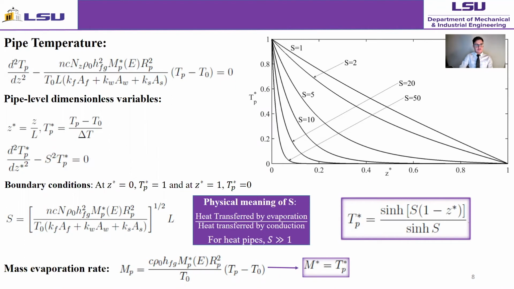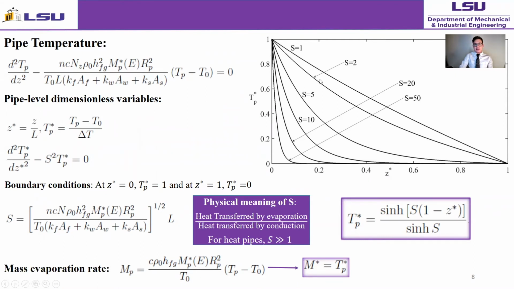We define a set of pipe level dimensionless variables and rewrite the energy equation. We get a second order linear ordinary differential equation that can be solved with these boundary conditions. S is a dimensionless number that provides a pipe length scale, and its physical meaning is the ratio of heat transferred by evaporation to the heat transferred by conduction. For heat pipes, typically S is a large number.